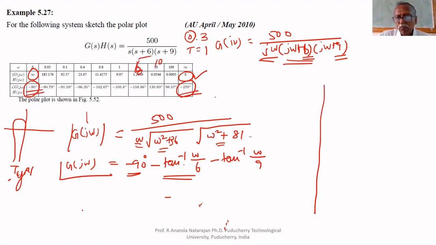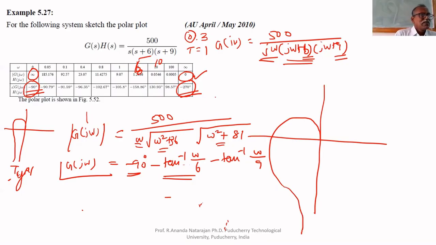Now we have to plot this. It starts at minus 90. If you draw on a polar chart, it will look like this. Why? You cannot draw infinity points; large values you cannot substitute. But in a rough plot, you can draw like this, because it comes from infinity, like that you can mention.